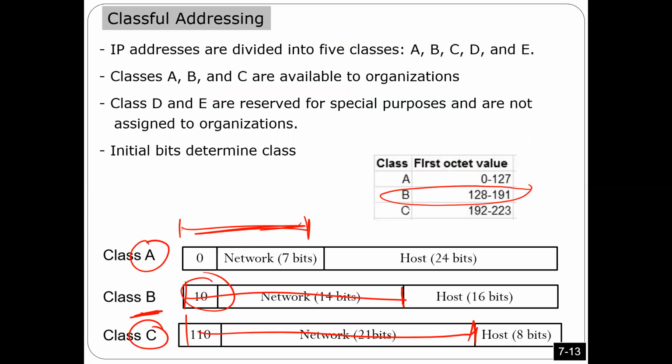Which one? Sorry, 3 bytes. Okay. Because 4 bytes means we don't have a host, everything is just a network. You are right. So here it is going to be only 1 byte or 2 bytes or 3 bytes.